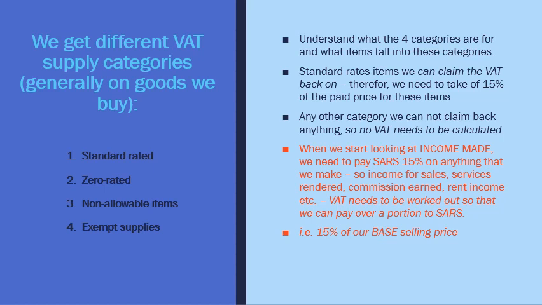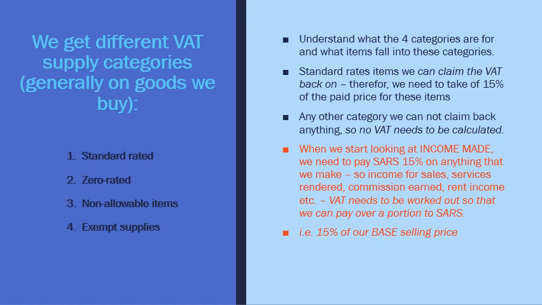And on the right-hand slide, I reminded you to please understand what the categories are for and what items fall into these categories. Standard rated are our everyday goods. So you buy your food in Pick n Pay. That's generally things that have a VAT percentage added onto them. And if we as a business buy them, we can generally claim the VAT back. The 15% that we paid over and above what the price of the item actually should be, we can claim back. So standard rate items, we can claim the VAT back. We need to take 15% of the price paid for these items into account.